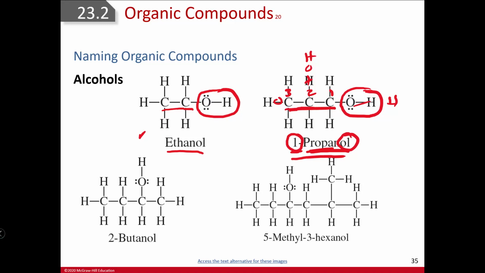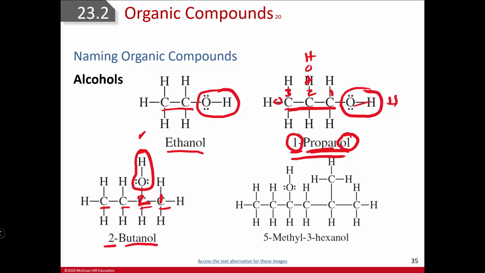So here's another example. We look at our longest chain of carbons. That's 4 carbons, so we know that comes from butane. We've knocked off a hydrogen, substituted in a hydroxyl group here. And so this is carbon number 1. This would be carbon number 2 to give us the lowest number here. And we would call this 2-butanol.